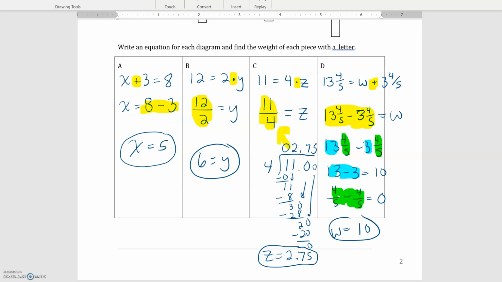Here are the solutions for all of the equations. x equals 5, y equals 6, z equals 2 7/75 when you divide using long division, and then w equals 10. And you can see that I did a strategy where I subtracted the whole numbers, 13 minus 3 to get 10. I subtracted the fraction parts, 4/5 minus 4/5 equals 0. And therefore, I can see that if I have 10 and 0, that's going to give me a value of 10.